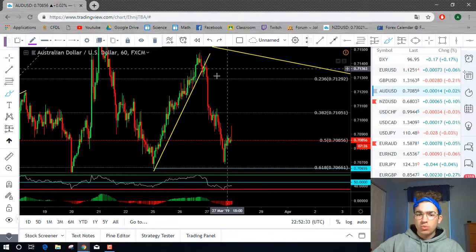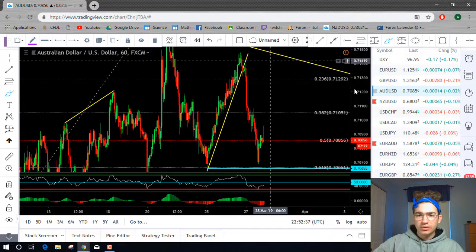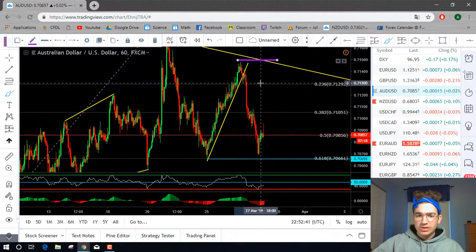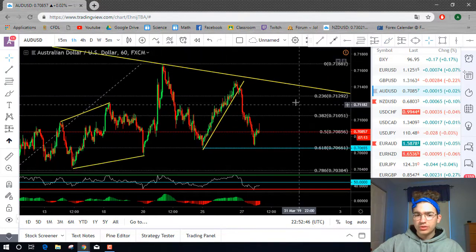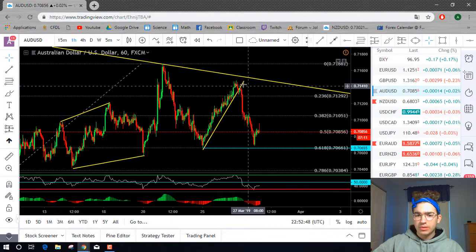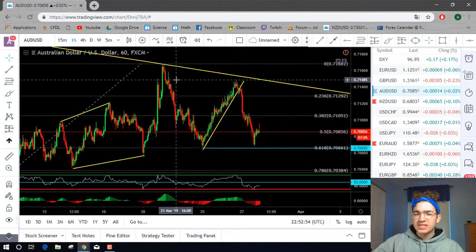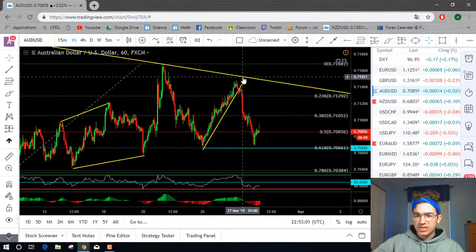So the entry was around here. My stop was above the last high, which is right here. So nothing really surprising. There were other places where we could have put the stop. We could have decided to place it just above the pullback, for example, or even above this level. Considering what I was seeing on the market and the pattern that I was looking for, that was definitely the best choice that I had.